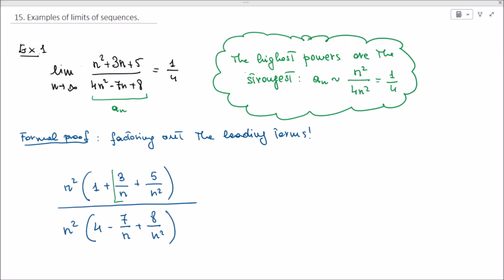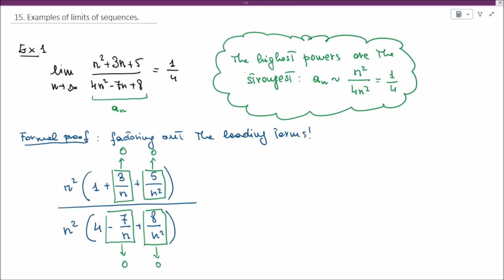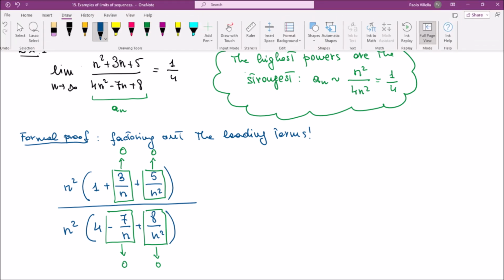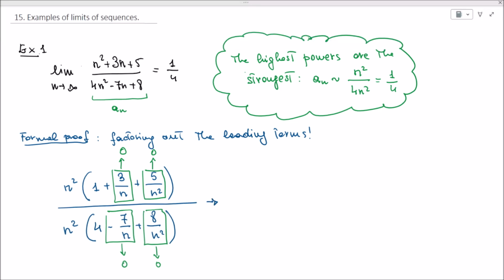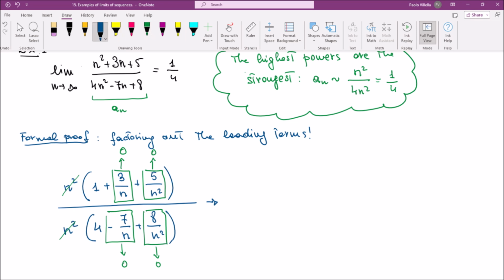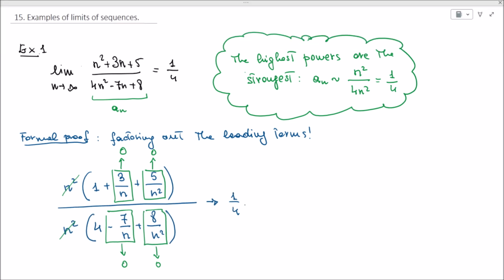And clearly we see that these elements will go to 0 as n goes to infinity. This will go to 0. This will go to 0. Therefore, because of course we simplify n squared on top and n squared at the bottom, we have finally 1 divided by 4.